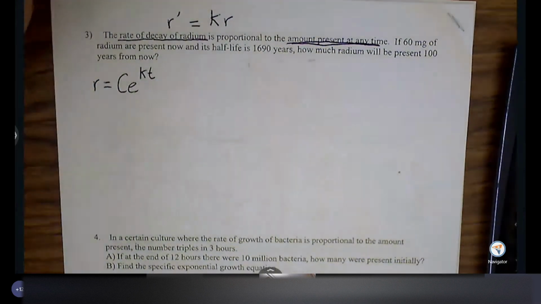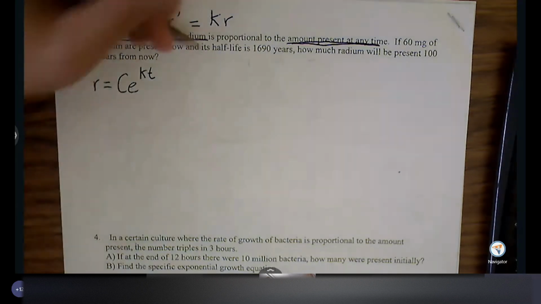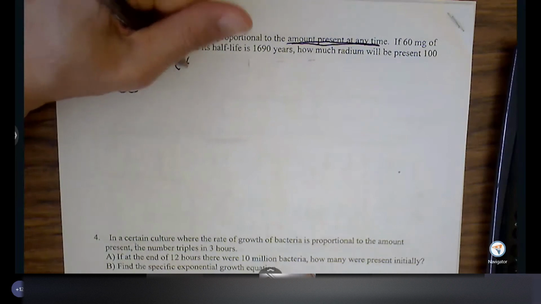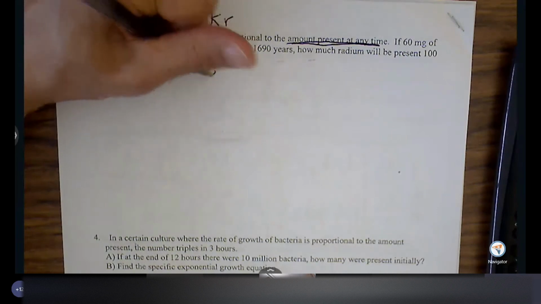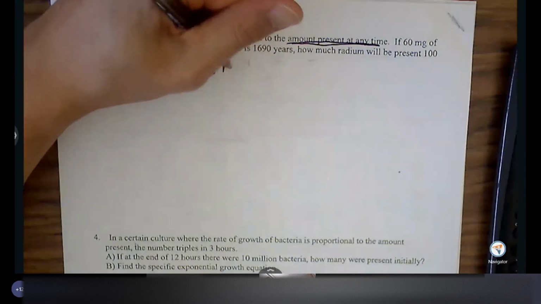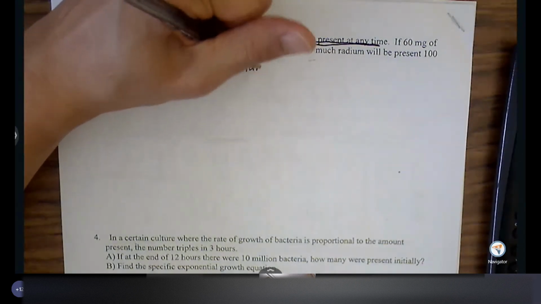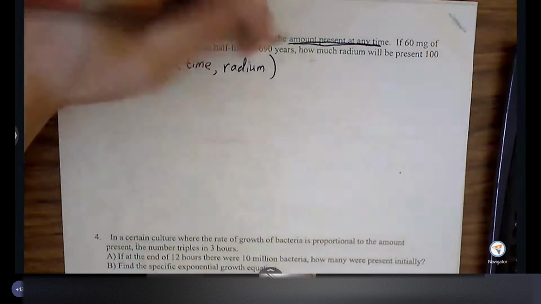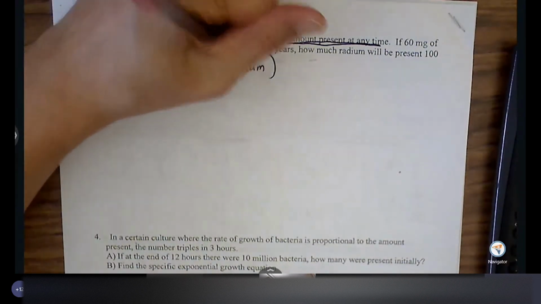Let's create our information from, let's read the rest of the problem first. If 60 milligrams of radium are present now, and its half-life is 1,690 years, how much radium will be present 100 years from now? Ordered pair, time always comes first, followed by whatever the other variable is. In this case is radium. So T for time, R for radium.